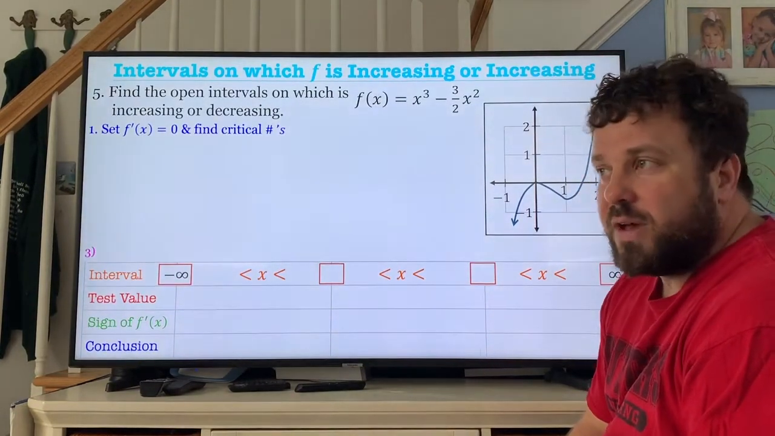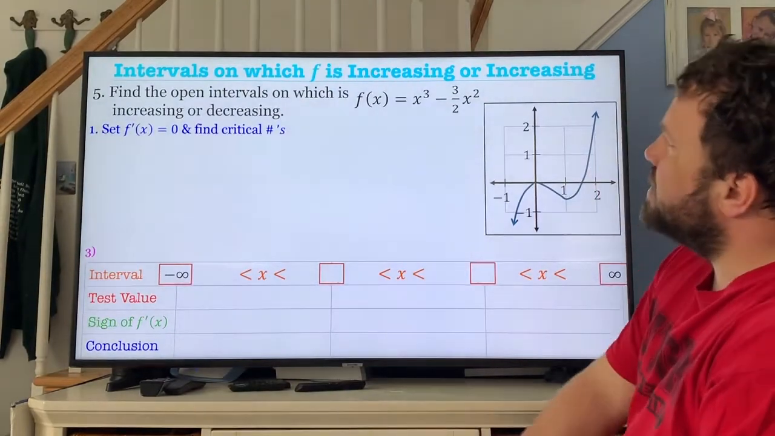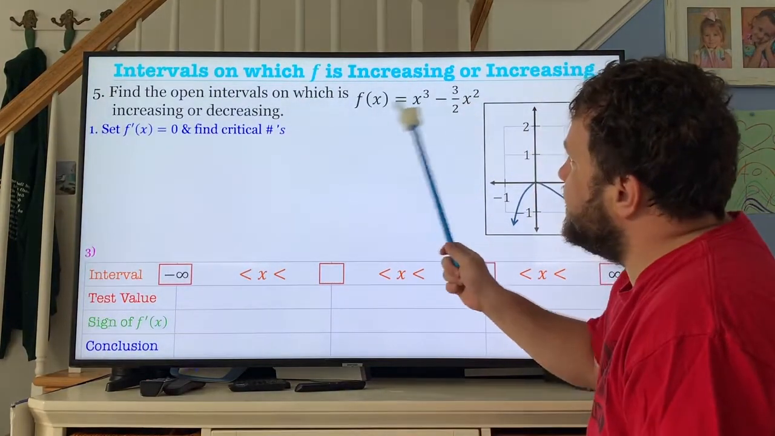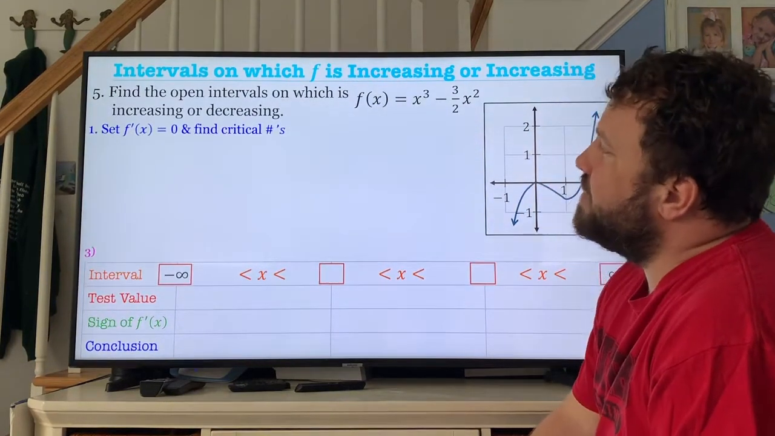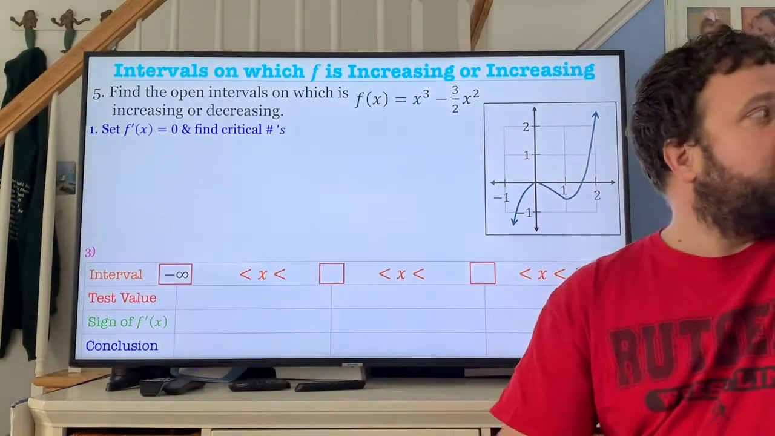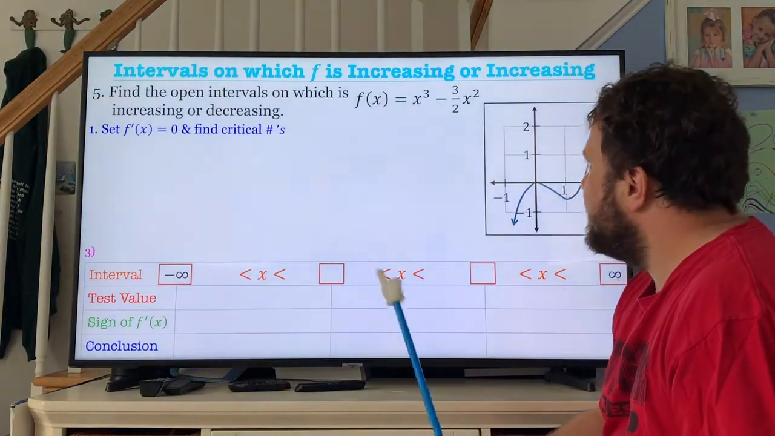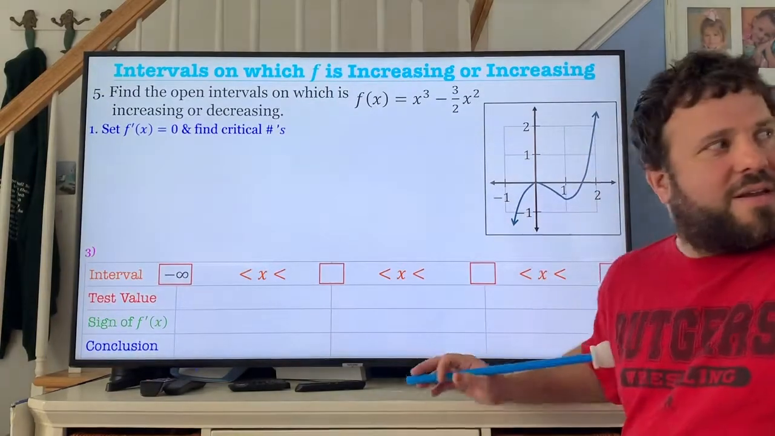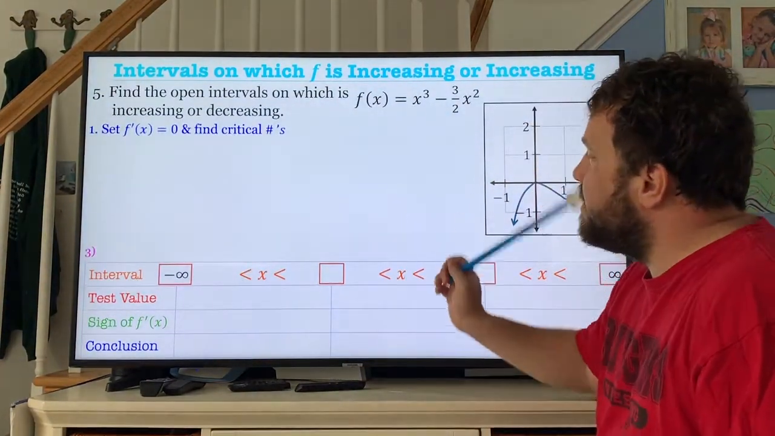And I can't go too fast because you can just hit the pause button. So find the open intervals on which this function right here is increasing or decreasing. What you're going to do is set f prime x equal to 0 and find the critical numbers. All right? So first, you're going to derive this equation.